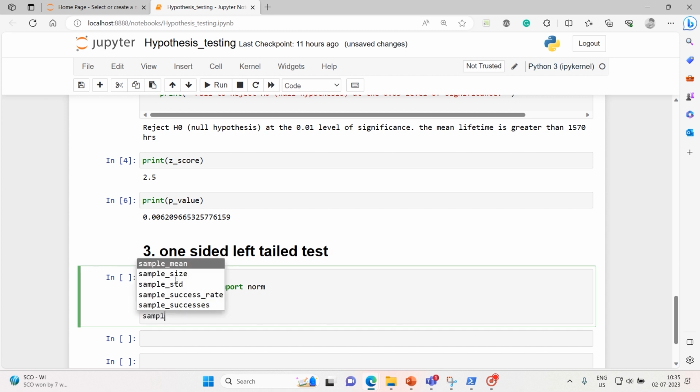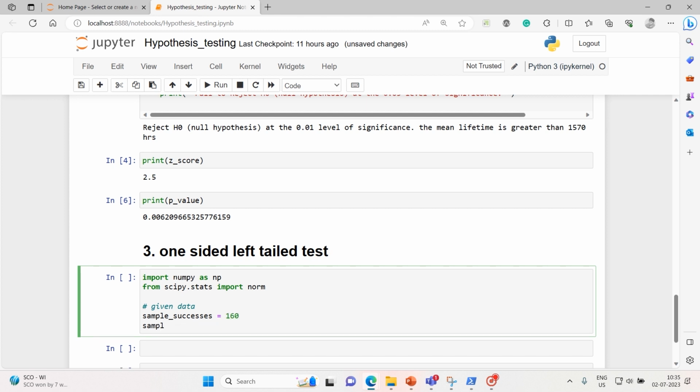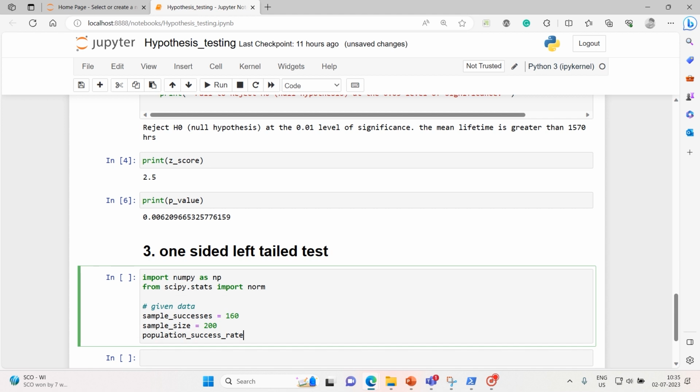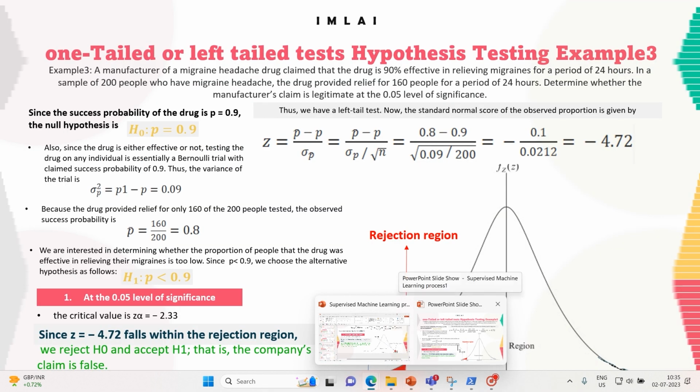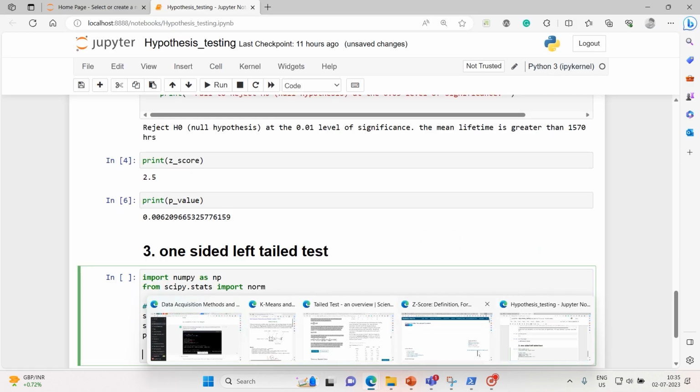Okay, let's write the given data from the manufacturer. Let's take sample successes equal to 160, and sample size, as we know, is 200. Then we have the population success rate, which is 0.9. That's what we have taken as our null hypothesis. Now let's look into the hypotheses: the null is equal to 0.9 and the alternate is less than 0.9. That's what we are going to write down here.